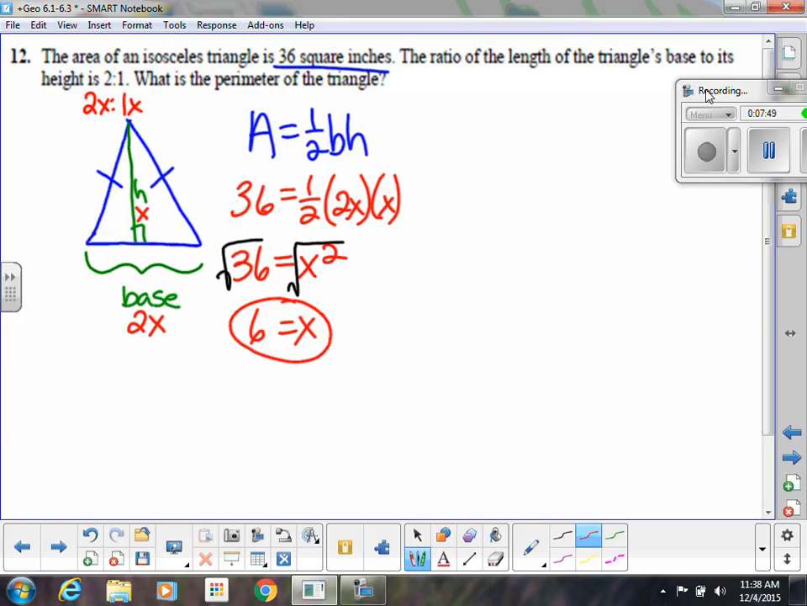Okay, so we know the base then. We know the base is going to be 2 times 6, which is 12. Okay, so this whole length is 12. But we need to find those legs of the isosceles triangle. So let's think about this for a minute. If it's an isosceles triangle, I'm going to redraw this over here.